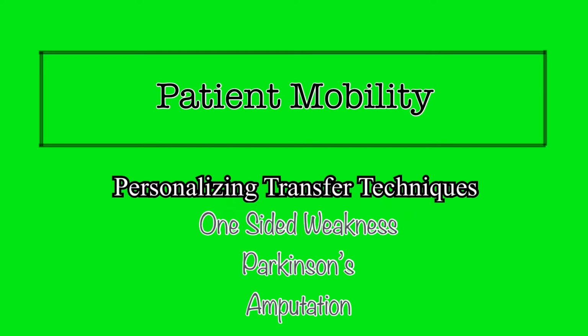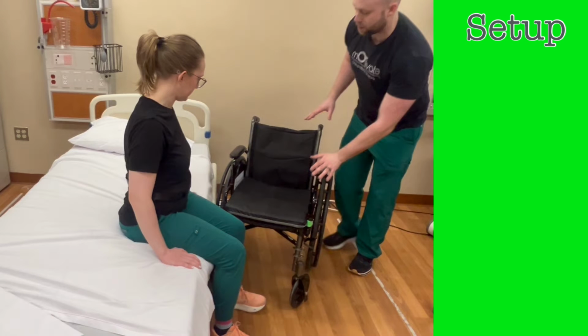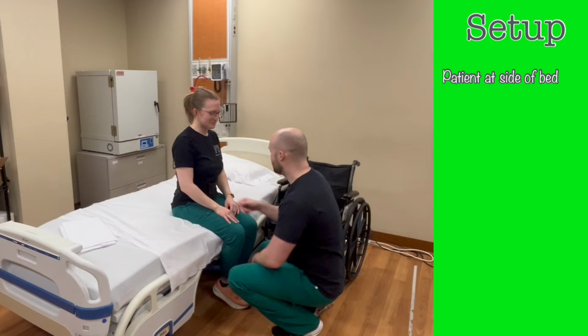In this video, we will look more closely at using these transfer techniques for specific diagnoses and their related weaknesses. We'll be transferring a patient between a bed and a wheelchair, and adapting to these various degrees of weakness. No matter what technique you'll be using, always begin by setting up the environment and the patient. Sit the patient at the side of the bed.